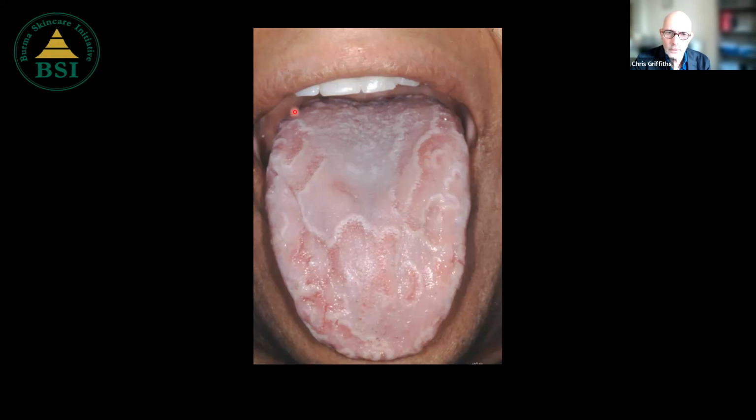And if you look on the buccal mucosa, you can't see this. There would be no lesions there, whilst often with oral thrush candidiasis, there'll be involvement of the buccal mucosa as well. But that's a very good question.